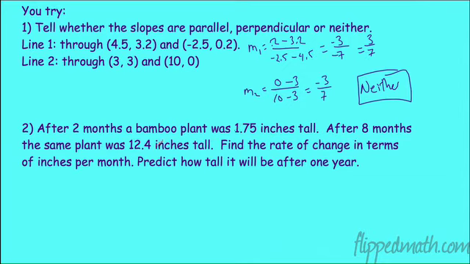All right, after 2 months, a bamboo plant was 1.7 inches tall. After 8 months, it was 12.4 inches tall. Find the rate of change in terms of inches per month. So inches per month. Inches means that's the Y. Months, there we go.